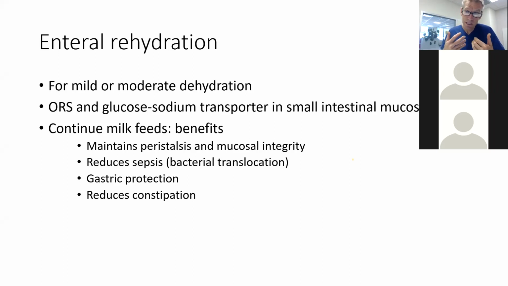So by enterally feeding patients still if they have gastroenteritis, then that can reduce the risk of a secondary bacterial sepsis. It produces some gastric protection because most of the time the stomach is producing gastric acid, but if we can feed children and put some milk into their stomach, then that can neutralize the very acidic pH of the stomach. And also it reduces constipation.